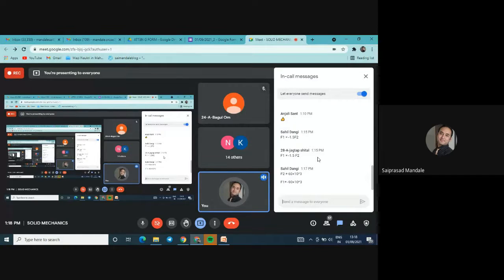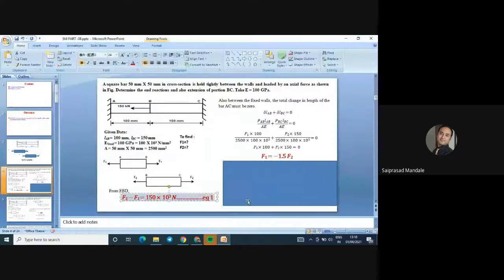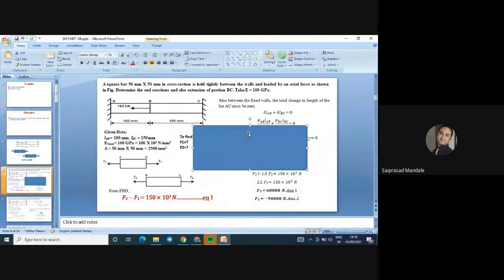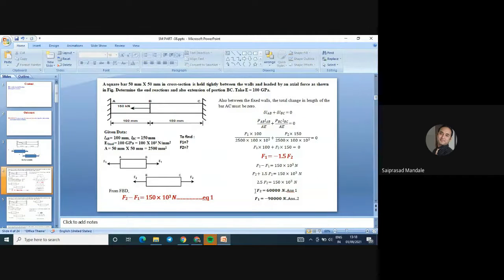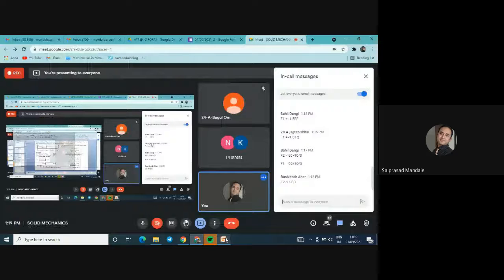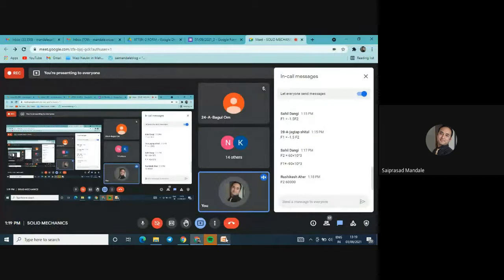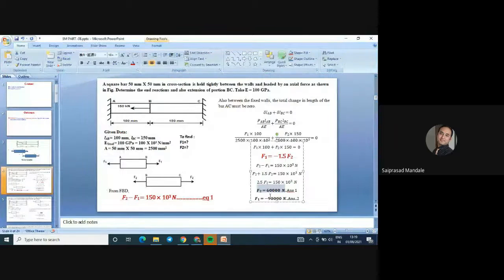F2 is equal to 16 into 10 cube and F1 is equal to minus 90 into 10 cube Newton. Let me check the answer. Okay, so F2 is 60 Newton and F1 is equal to minus 150. F2 is very good. Rahul, Rushikesh Ahir, good. So F2 is equal to 60 kilonewton and F1 is equal to minus 90.